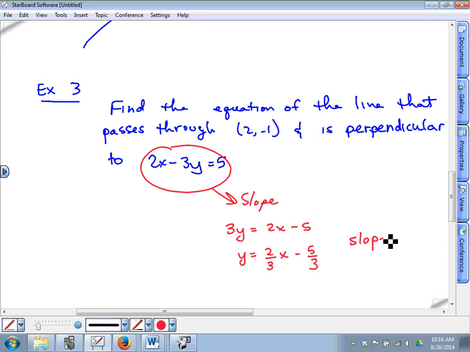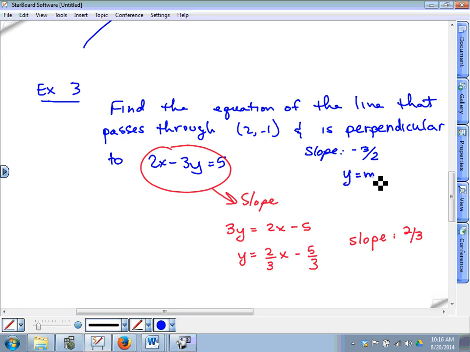Are we getting a slope of 2/3? Yes, sir. Okay. Is that the slope we use? No. If I wanted a parallel line, then yes. I don't want a parallel line. I want a perpendicular line. Olivia said we need slopes that are opposite reciprocals. Reciprocal means flip the fraction. Opposite means change the sign. So the slope we're going to use is -3/2. Okay?